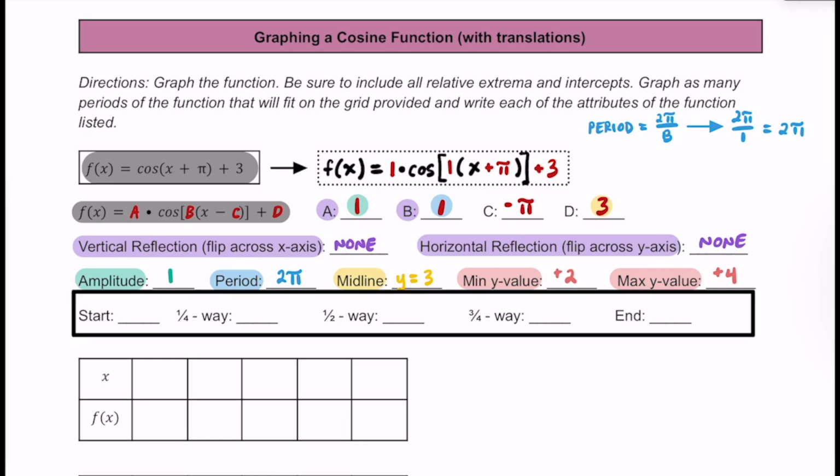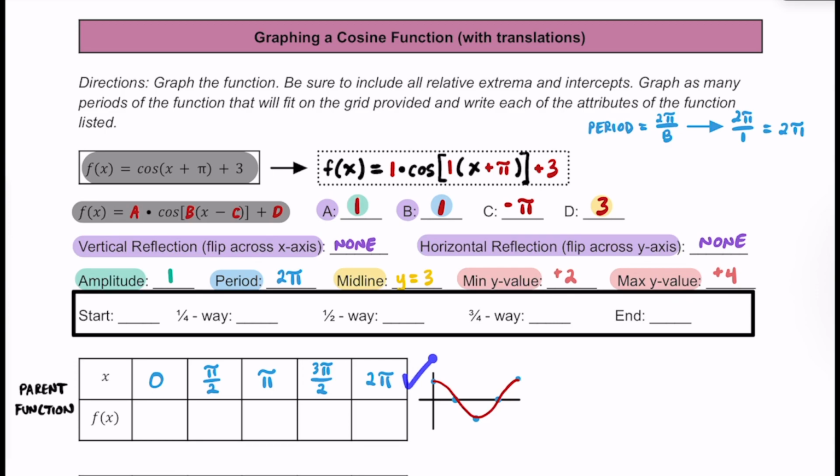Now before we look at our 5 critical x values for this function, let's take a look at the parent function first, to graph the function that we're dealing with more easily. So remember, the parent function for cosine starts up here at 1, goes down to the x-axis, goes down to negative 1, back to the x-axis, and then ends back up here at positive 1. This is what the parent function curve is going to look like, so we're going based off of this.